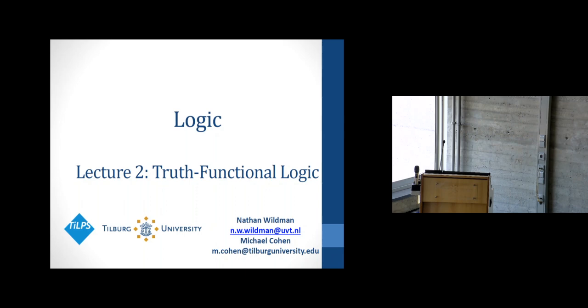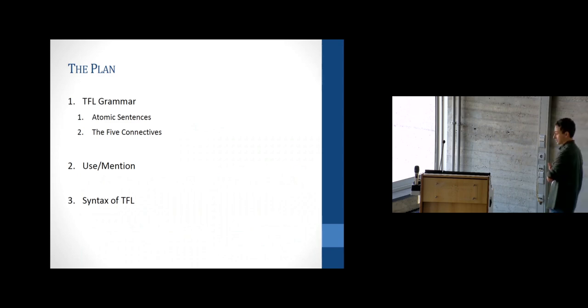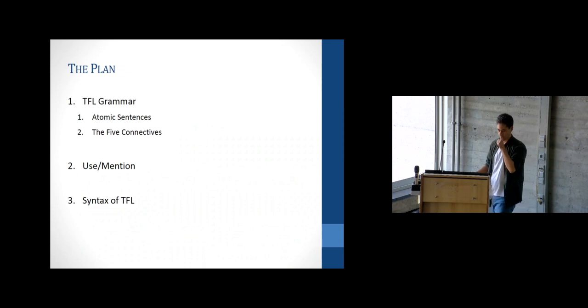We are in the second week of the semester. In our logic class, very exciting stuff happening today. We're going to continue studying truth functional logic and we'll get deep into it. Okay. So the plan following the textbook is that we will learn more about the truth functional logic grammar, the difference between atomic sentences, something that we've seen, and the 5 connectives, something new. Then we'll talk a little bit about the distinction between use and mention in philosophy, and we'll go into the syntax of truth functional logic.